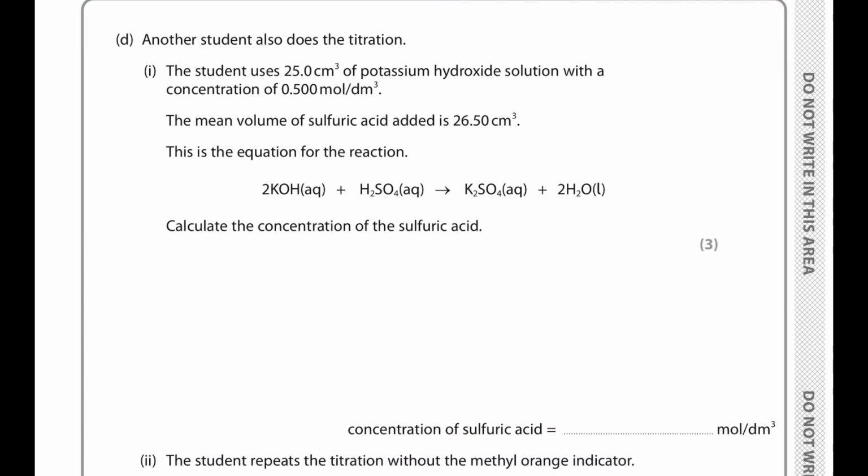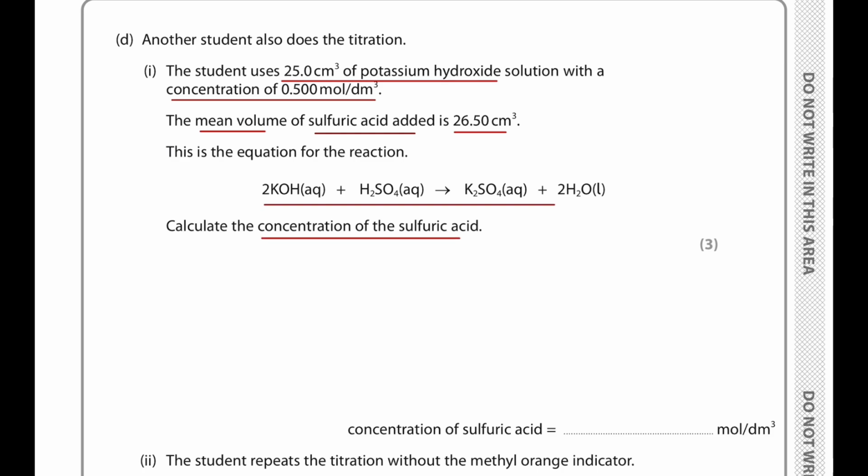Question D. Another student also does the titration. The student uses 25 cm³ of potassium hydroxide solution with a concentration of 0.5 mole per liter. The mean volume of sulfuric acid added is 26.5 cm³, and this is the equation for the titration. So calculate the concentration of the sulfuric acid.